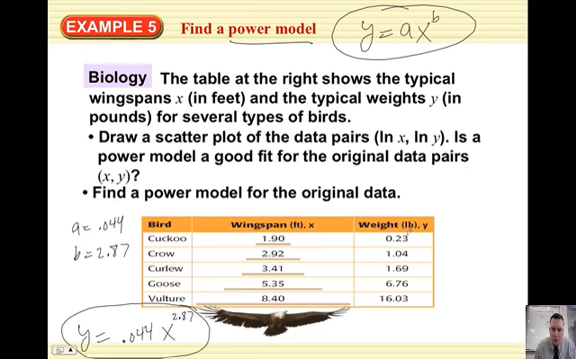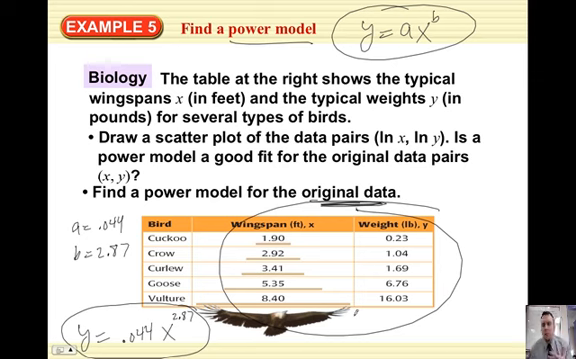This is the power model that represents this original data right here. Just got to pick the right one, exponential or power. It tells you. Alright? I'm not going to make you figure it out by yourself.